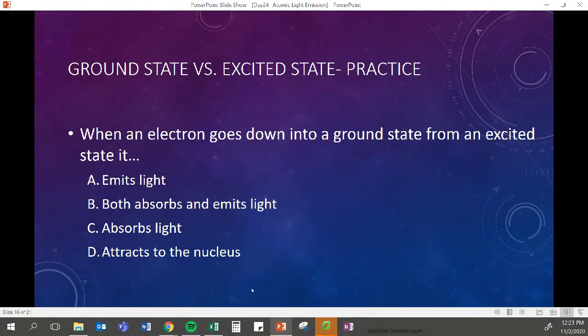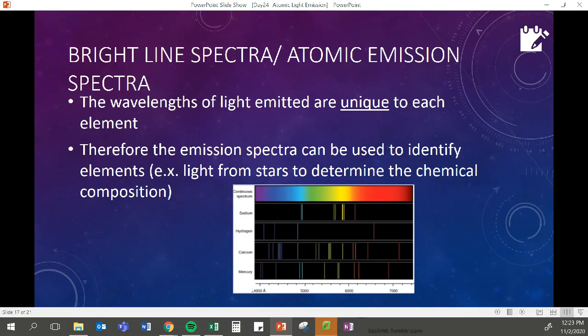Okay, when an electron goes down into ground state from an excited state, what happens? Try this one. Okay, this one emits light. When it goes from excited to ground, it's going to emit light. Okay, so here again, we're talking about our bright line spectra, also called the atomic emission spectra.